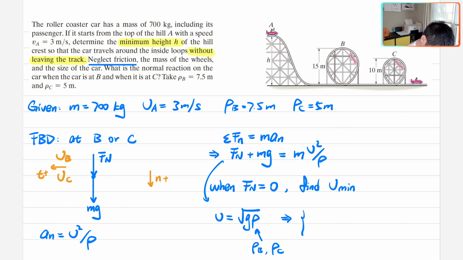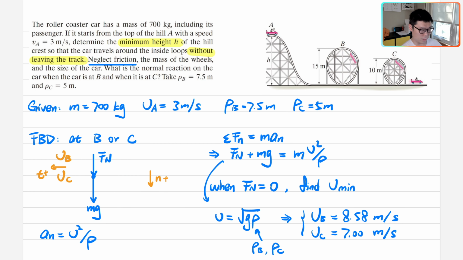You will be calculating your minimum velocity at B and at C, which would be 8.58 meters per second and 7.00 meters per second. These are the minimum velocities required for you to have a teeny tiny little bit of normal force at B or C, almost going to be 0. Anything smaller than that, let's say 8.57 at point B, you will have no normal force and the car will leave the track.